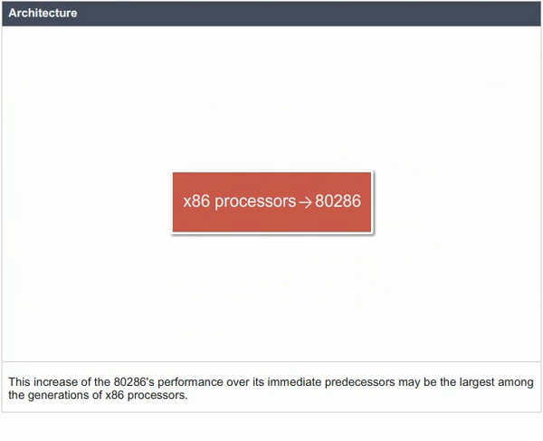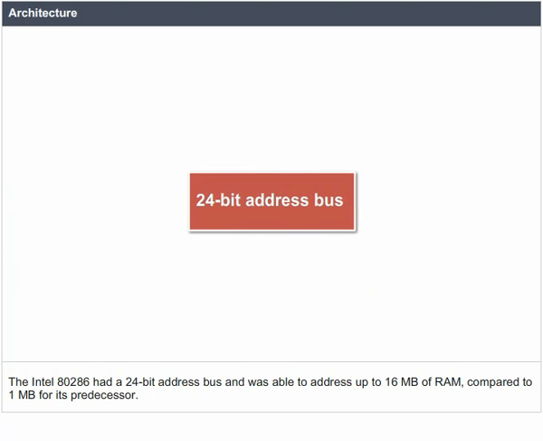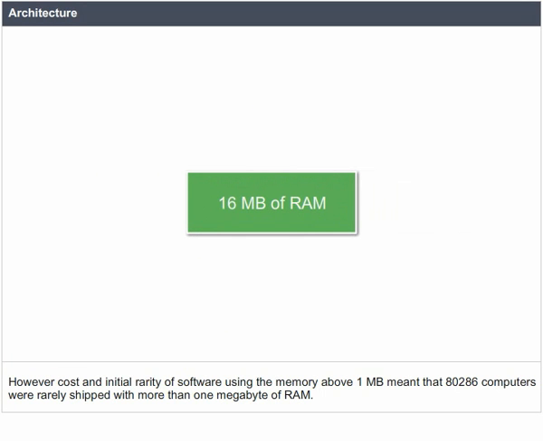The Intel 80286 had a 24-bit address bus and was able to address up to 16 MB of RAM compared to 1 MB for its predecessor. However, cost and initial rarity of software using memory above 1 MB meant that 80286 computers were rarely shipped with more than 1 megabyte of RAM.